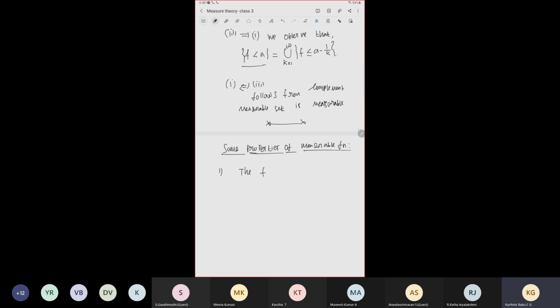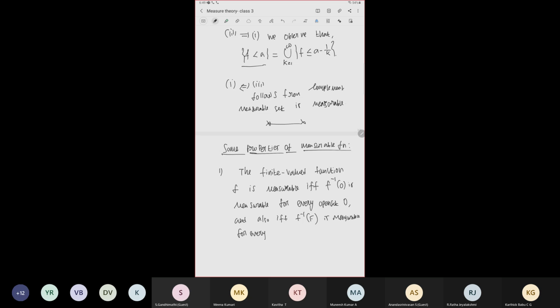so actually, if f is a finite valued function, f is measurable if and only if f inverse of O is measurable for every open set O. And also it can be taken like this: f inverse of C is measurable for every closed set C, because under complementation it will follow.